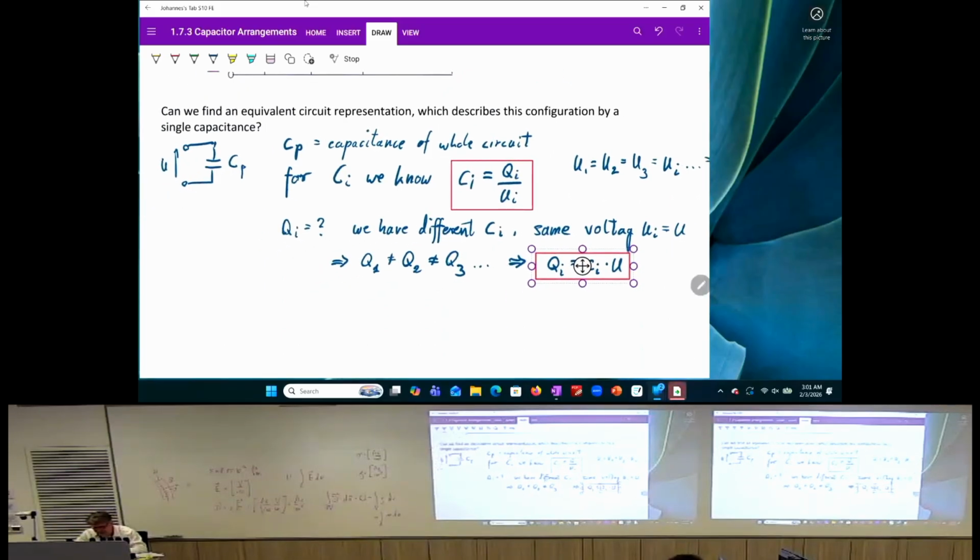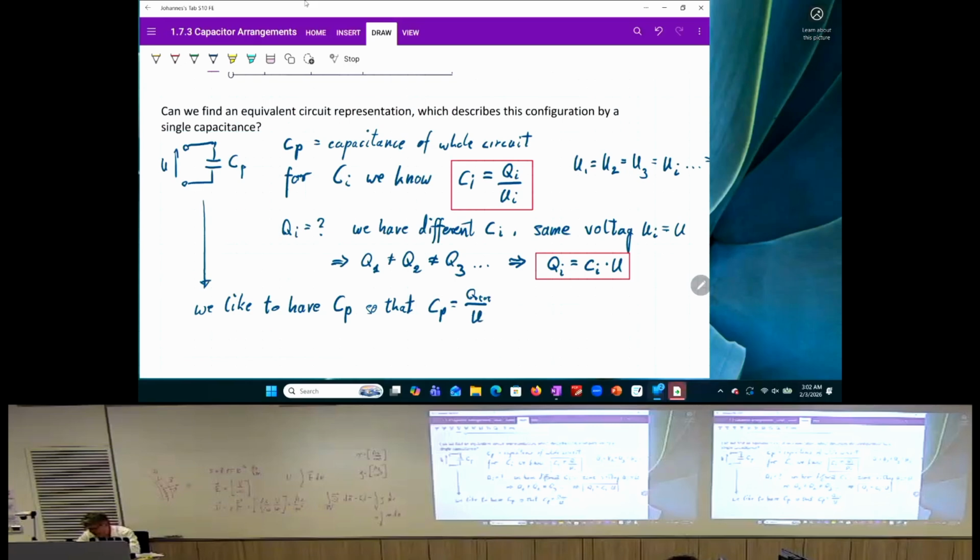On the one hand, we want to have here a new equivalent circuit which substitutes the n parallel capacitors with a single capacitor called C sub P. That is our goal. So this is what we like to have. We like to have C sub P so that C sub P gives us the total charge, which should be the same as in the first example, over the voltage U.